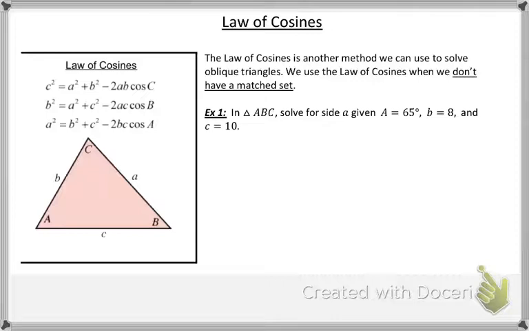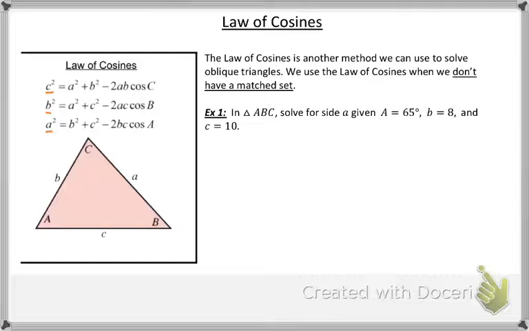On the left, you see a triangle ABC, and the corresponding sides opposite those angles are labeled little a, little b, and little c. We always start the law of cosines with the side that we're looking for. So if we're looking for side c, we start the equation with c squared. If we're looking for side b, we start with b squared. And if we're looking for side a, we start with a squared.